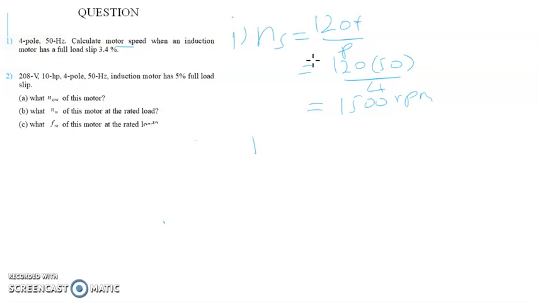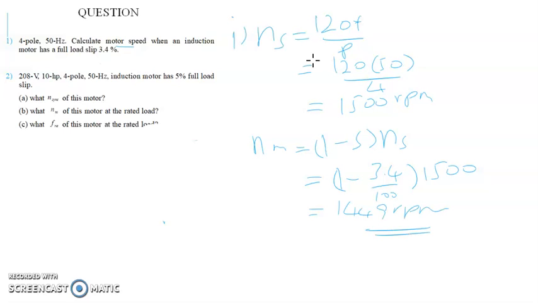And so your motor speed will be 1 minus your slip, times your synchronous speed. So slip in percent: 1 minus 3.4 over 100, times 1500. So you will get 1449 RPM as your motor speed for question 1.